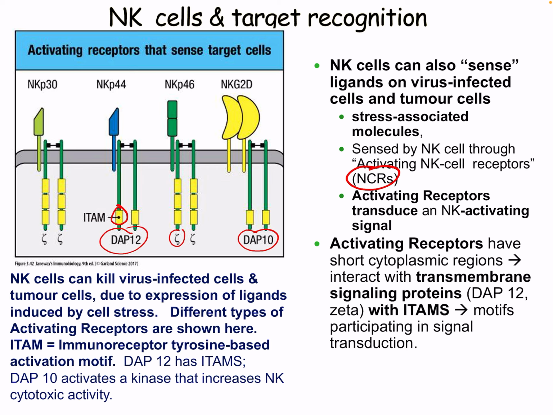So we can see here NK cells can kill virus-affected cells and tumor cells due to the expression of ligands induced by cell stress. So here are a bunch of different stress-associated markers. These receptors are shown here. And again, ITAM stands for immunoreceptor tyrosine-based activation motif. We can see here that DAP12 has ITAMs as well, and DAP10 activates the kinase that increases NK cytotoxic activity.